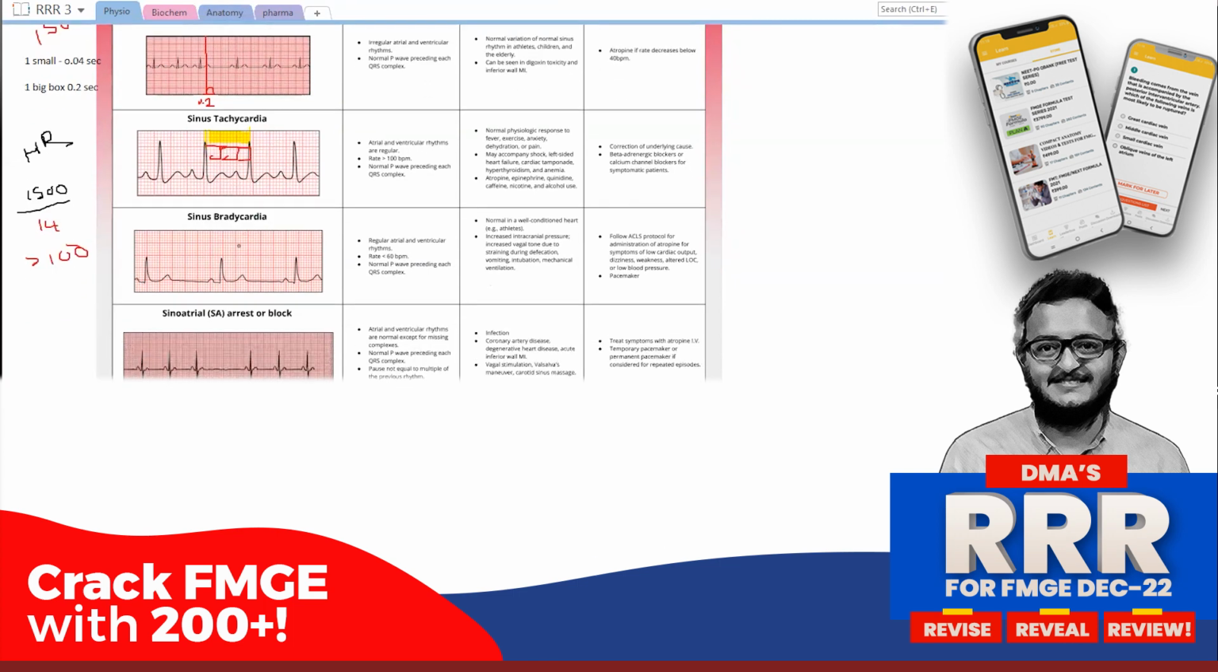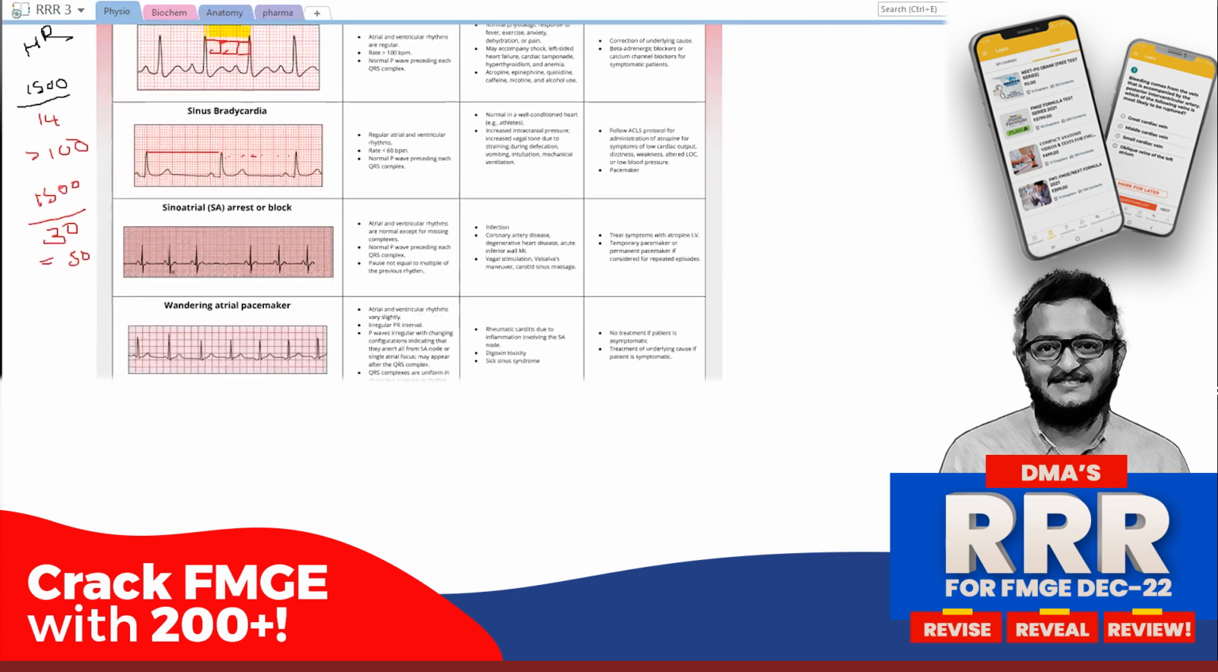Okay, again over here, see RR. That is the RR interval. What is the interval? Just count one big, 2 big, 3 big, 4 big, 5 big, and 6 big. 6 big boxes mean how many? 30 small. Okay, so let me be very clear: 1500 divided by 30, so that will be around 50. Okay, equal to 50. So this is bradycardia. Simple.